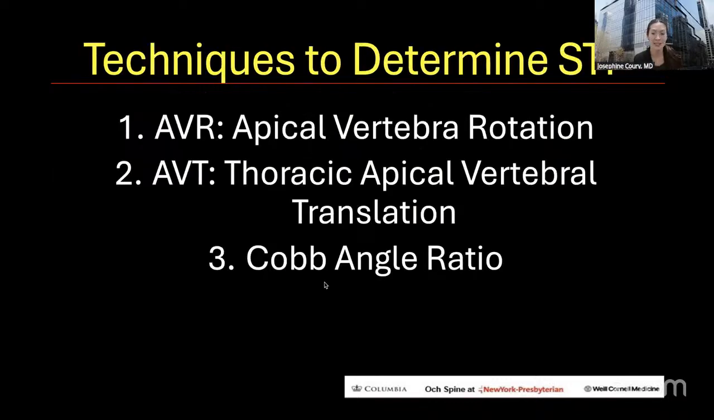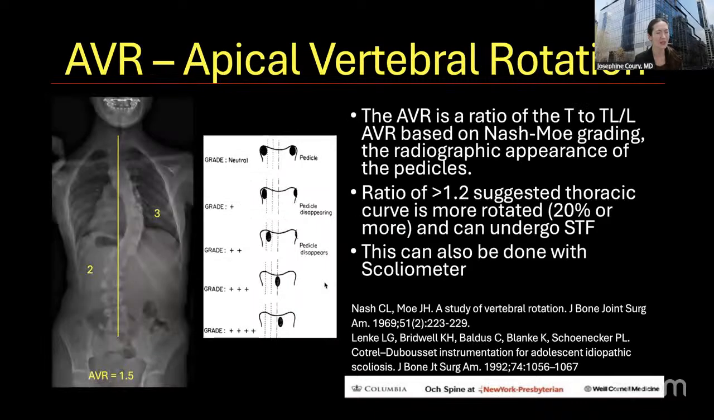So there are 3 techniques to determine if a patient is a candidate for a selective thoracic fusion. And these techniques have actually been around for a long time, but they still are great rules and they work really well. And we'll go into the 3 of them now today. So the first is the apical vertebral rotation.